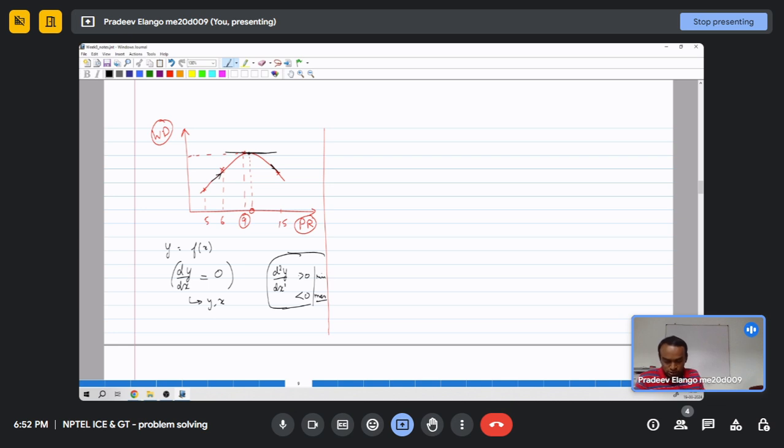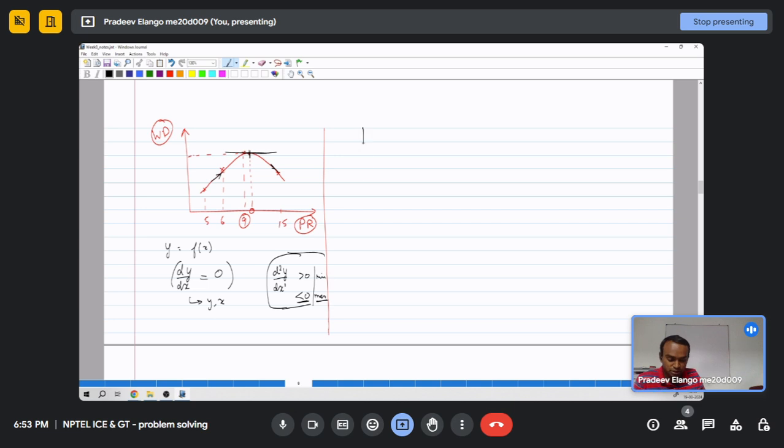In this case it is a maxima, so that means the rate of change of the slope itself is initially increasing and then decreasing, right? So at this point the rate of change of slope is decreasing, so from positive it has become negative, so that means the rate of change of slope is negative, it is decreasing, so that is a maximum.